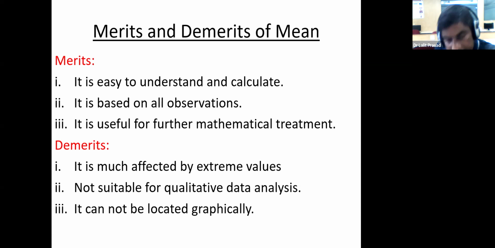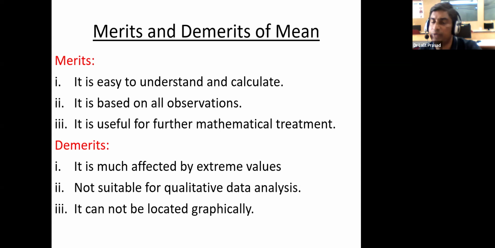Okay. And then again, it is easy to understand and calculate. It is based on all the observations. When we are calculating the mean, all data points we consider to calculate that. And another important aspect of this is it is useful for further mathematical treatment. Further mathematical treatment means if you want to calculate mean deviation, there is a use of mean. If you want to calculate standard deviation, there is a use of mean. If you want to do correlation analysis, there is a use of mean. T-test, all these things, there is a use of mean.